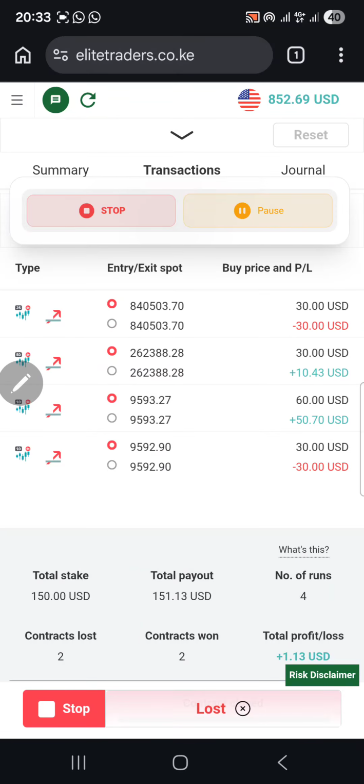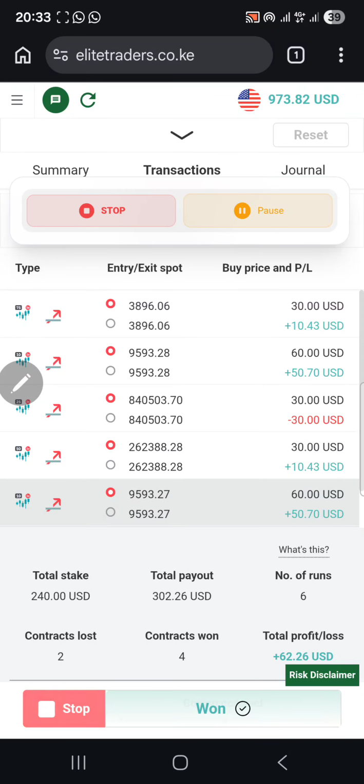That's a loss. So now the robot has switched to over 4. And the robot will be looking for 4 consecutive under 5 digits for it to execute over 4. That's another loss. Now it has switched to over 4, which is a win. Good. That's another win.